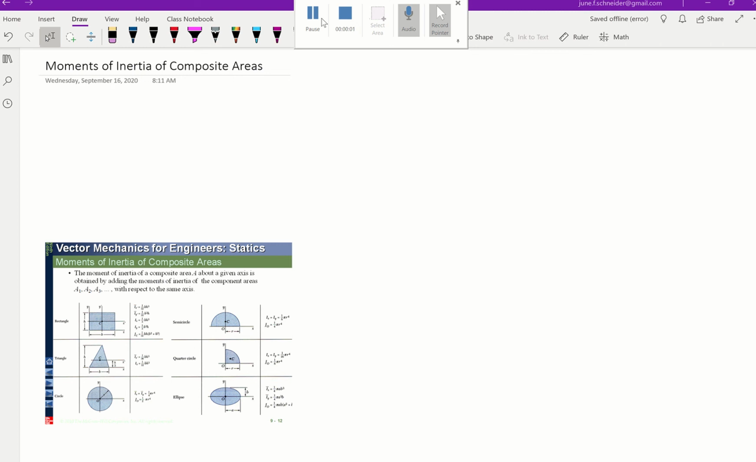Hi, in this video we're going to talk about moment of inertia. Moment of inertia has the symbol I. And what is moment of inertia? In the simplest way, it's a measurement of the resistance to rotation. And when you rotate something, it's about a particular axis. So it's resistance of rotation about a specific axis.